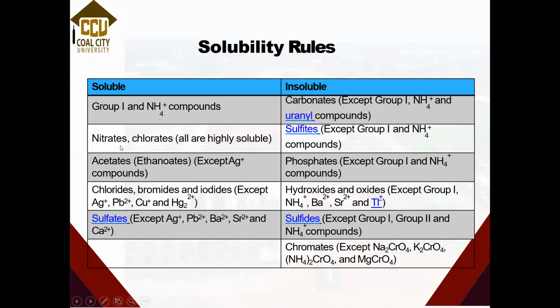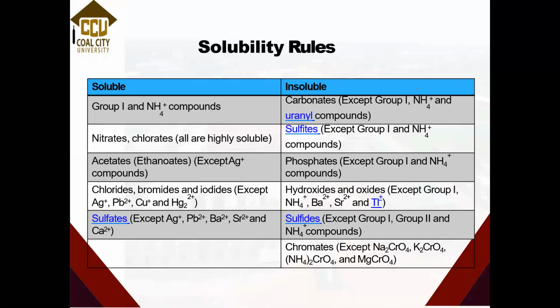Another one is nitrates. All nitrates and all chlorates are soluble. So any compound that is a nitrate or a chlorate is soluble. Acetates, like ethanoates, are also soluble, except silver compounds. If I have silver acetate, it will still be insoluble because silver itself isn't soluble. But any other ethanoate, sodium ethanoate, potassium ethanoate, once you see ethanoate named there, it has to be soluble, except silver ethanoate.